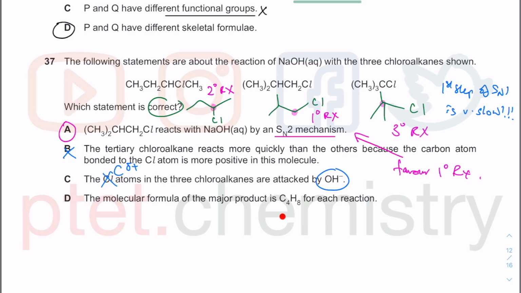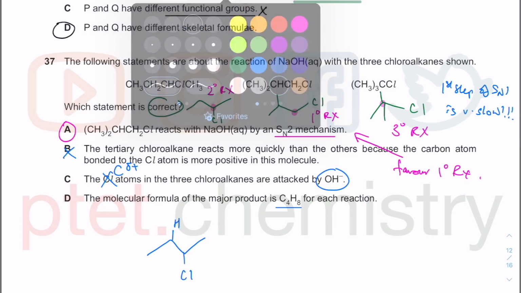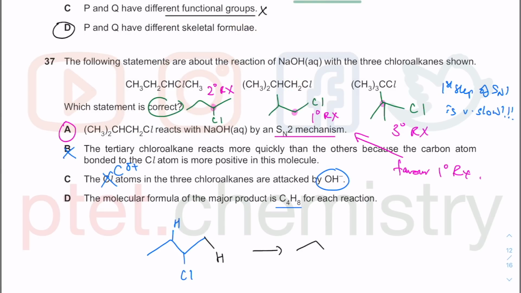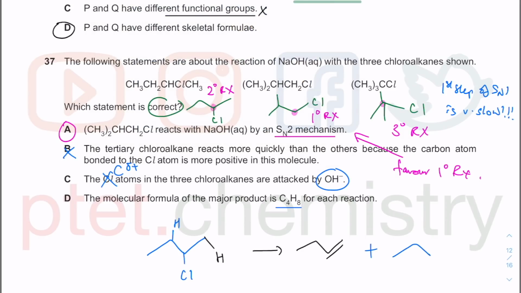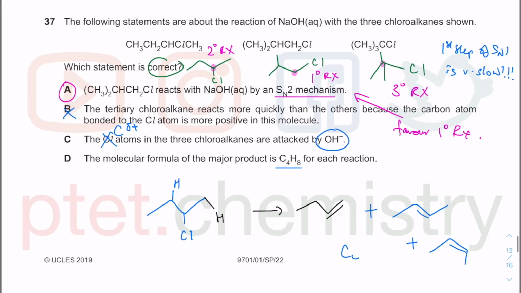Molecular formula of the major product is C4H8. Okay, I agree the molecular formula is going to be C4H8. When you eliminate this, you could eliminate from there, or you could eliminate from this one, where you will get like this, and then the blue color one will give you like that, and of course like that. So all of these will be C4H8.